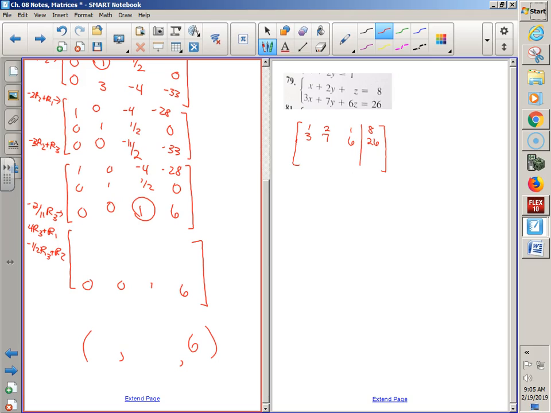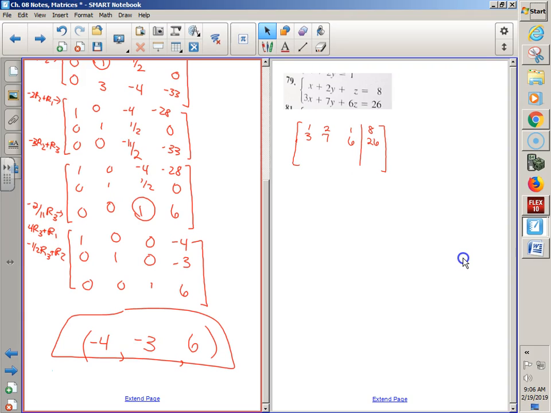4 times 0 plus 1, still just 1. 4 times 0 plus 0. 4 times 1 minus 4. 4 times 6 is 24, minus 28 is negative 4. Now I know x is negative 4. Last one. Negative 1/2 times 0 plus 0. Negative 1/2 times 0 plus 1. Negative 1/2 plus 1/2. Negative 1/2 times 6 is negative 3. Plus 0 is negative.